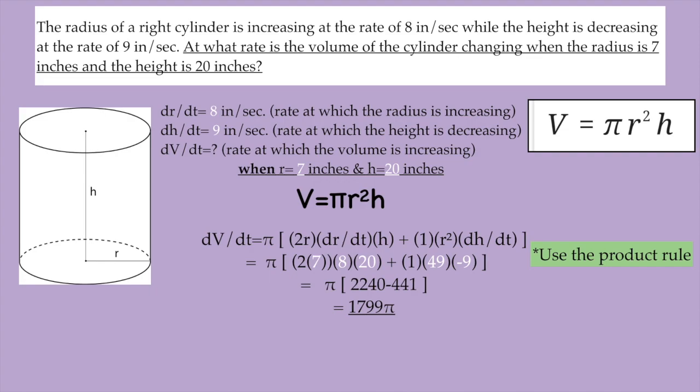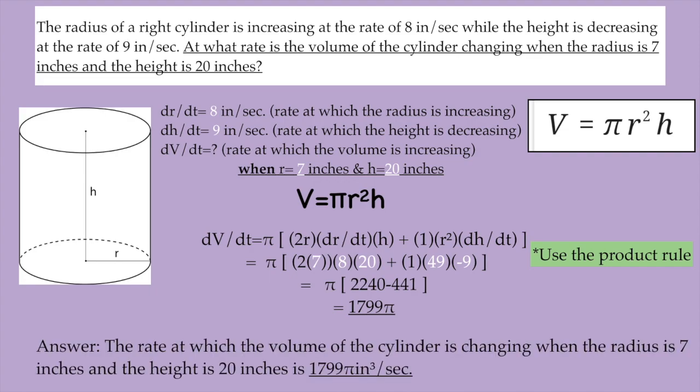1,799 pi. So the answer to the question is the rate at which the volume of the cylinder is changing when the radius is 7 inches and the height is 20 inches is 1,799 pi inches cubed per second, because we're talking volume.